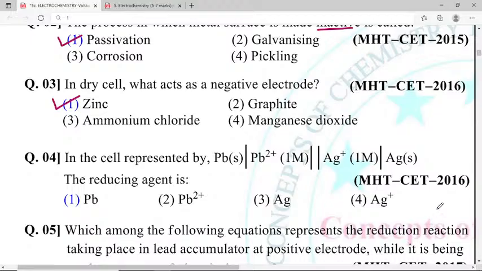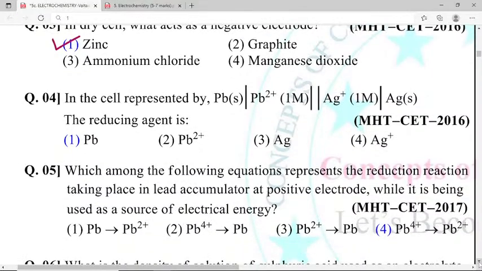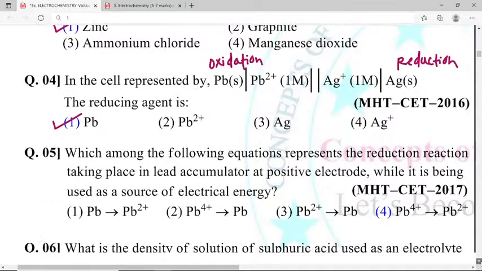In the cell represented by Pb, Pb2+, Ag+, Ag, the reducing agent is lead, where oxidation takes place. Oxidation here, reduction there. The reducing agent itself undergoes oxidation.